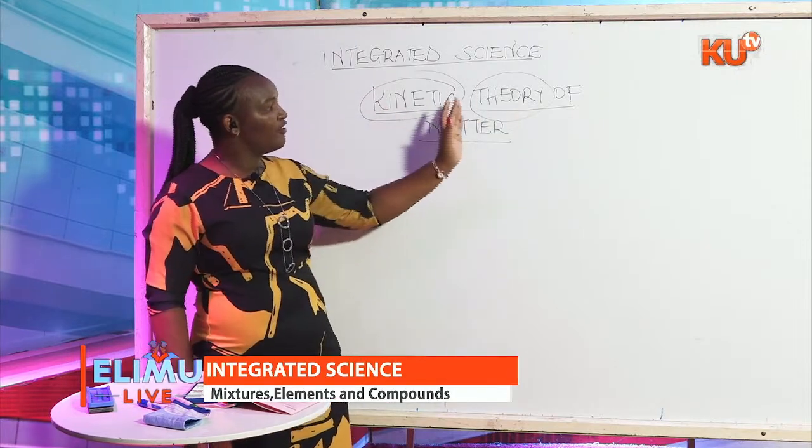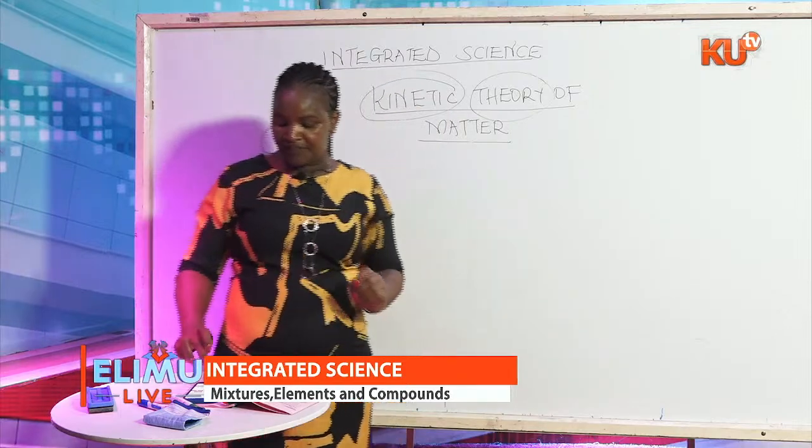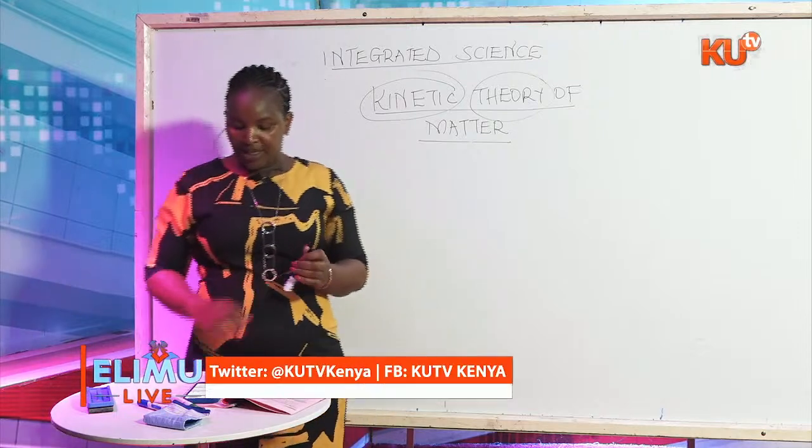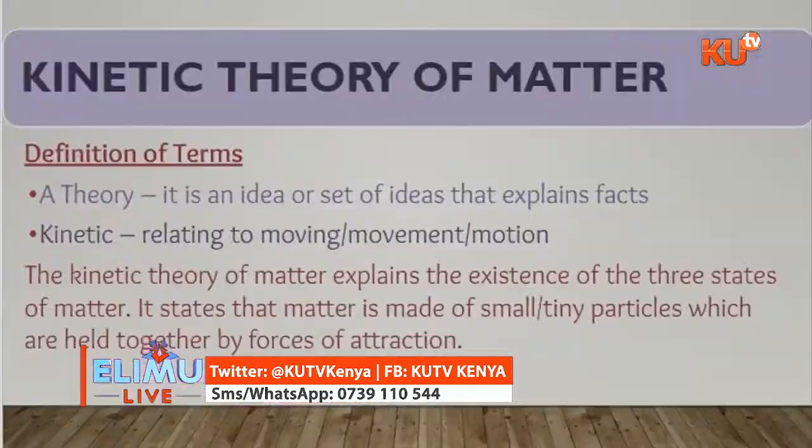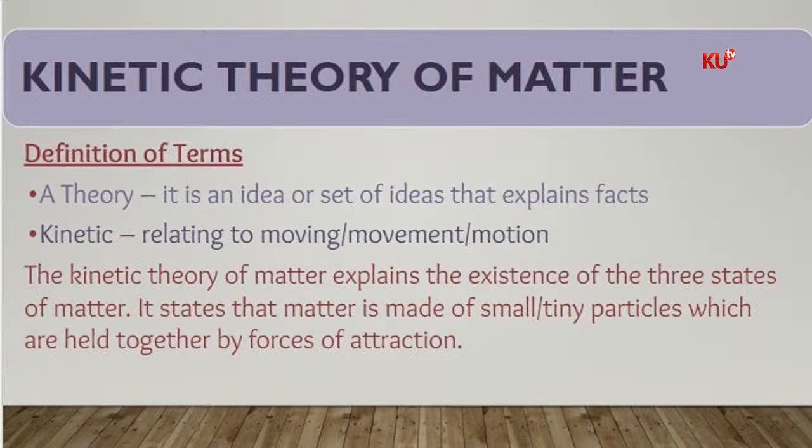When we talk about the kinetic theory of matter, what are we talking about? That brings us to our next slide. The kinetic theory of matter, like a theory, is an explanation. It is an explanation about the existence of the three states of matter. We have already said that matter exists in three states. So this theory will explain how matter exists in the three states. This theory also states that matter is made up of small or tiny particles, and these particles could be either atoms or molecules. I know we have learned about them. An atom is the smallest particle that can exist, and molecules are a combination of atoms.